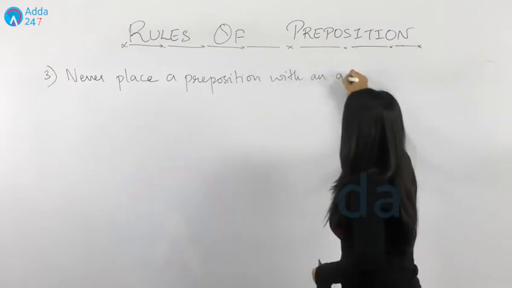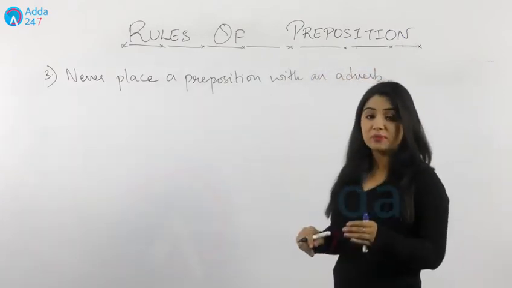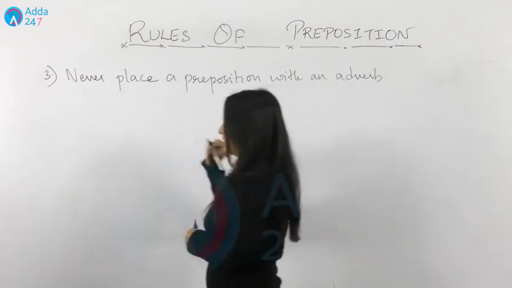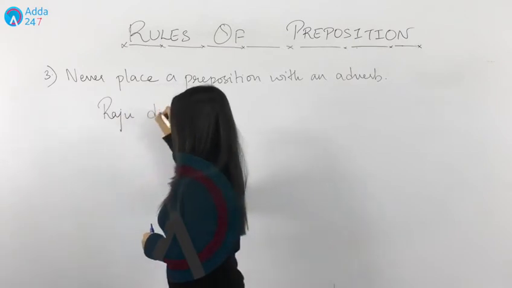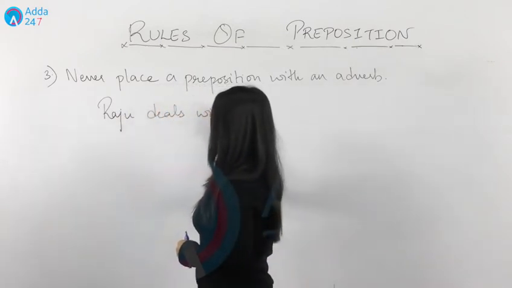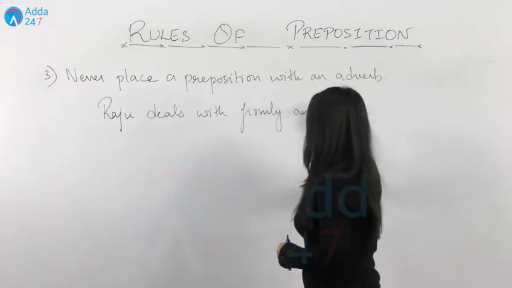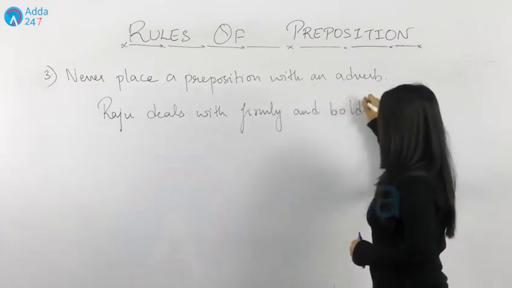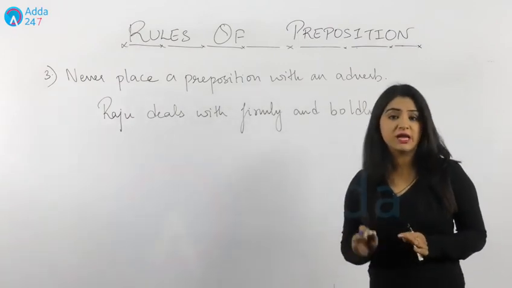With an adverb, you will not place a preposition. For example, if I say, Raju deals with firmly and boldly. Now, can you see this sentence? Raju deals with firmly and boldly.